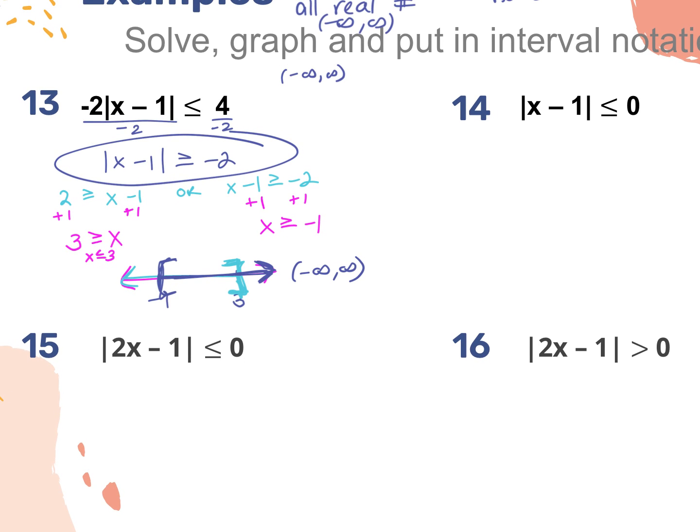So 14, less than or equal to 0. Sorry, go ahead. Would it be with brackets because it's like the greater than or equal to, or does it not? An infinity can't have a bracket. So all real numbers will always have parentheses. Okay. Yep.